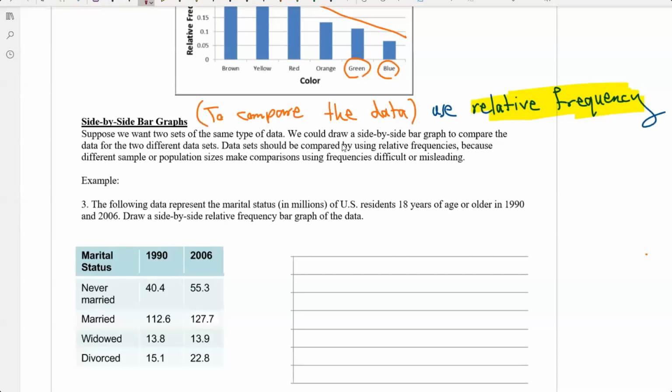Okay, I should have that one here. So data sets should be compared by using relative frequencies, because different sample or population sizes make comparisons using frequency difficult. So that will be difficult or misleading if you use frequencies. So just keep in mind when you have side by side, you only use relative frequency.